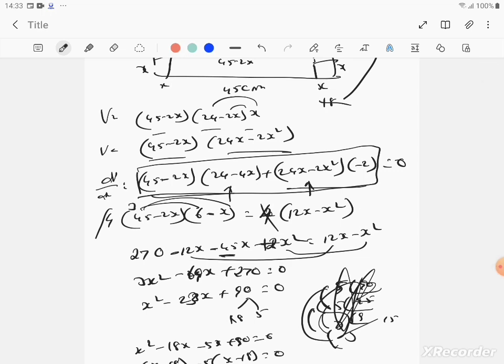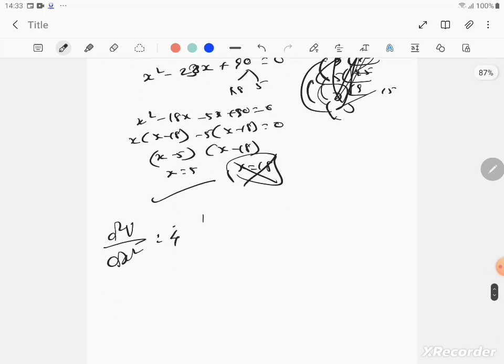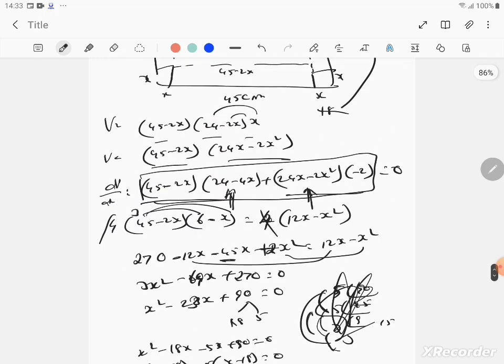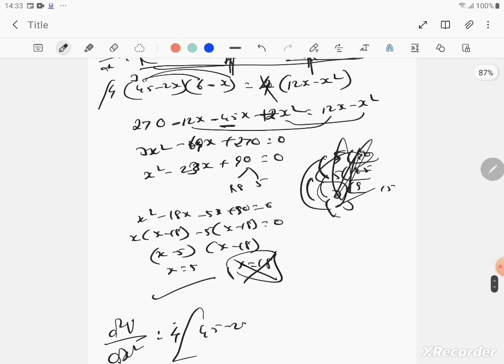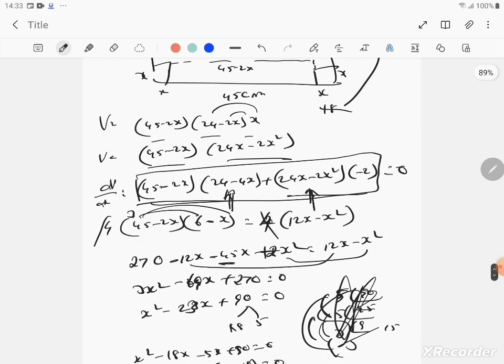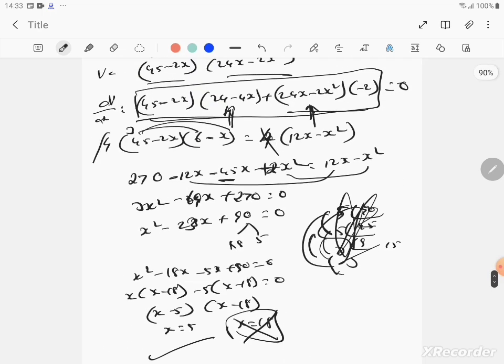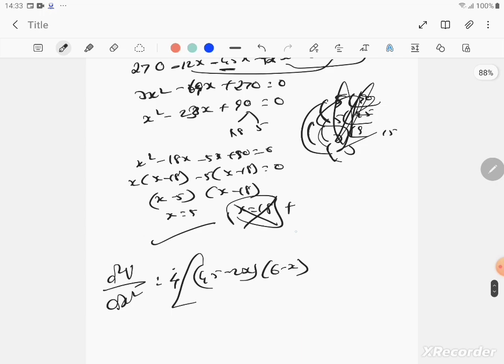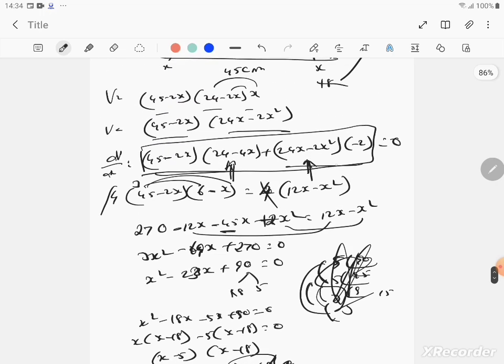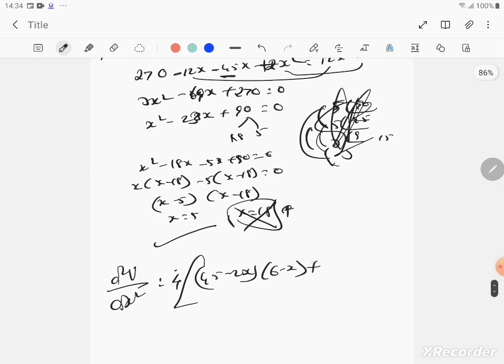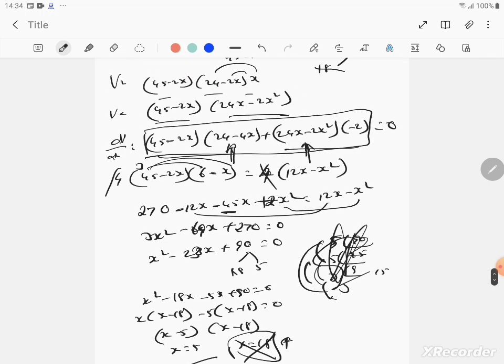it'll be convenient if you can take out something common. 4 was common in this, and here also 4 was common. So you can take a 4 completely common out. And you have a 45 minus 2x into 6 4s are 24, 6 minus x plus, 4 common in this, minus 4 common. Yeah, minus is there still. 4 has been taken out. 12x minus x square.